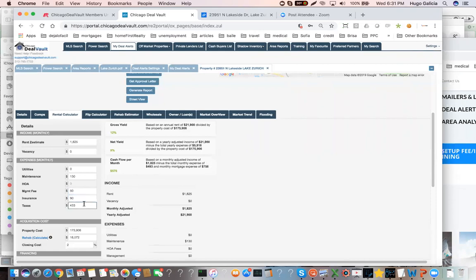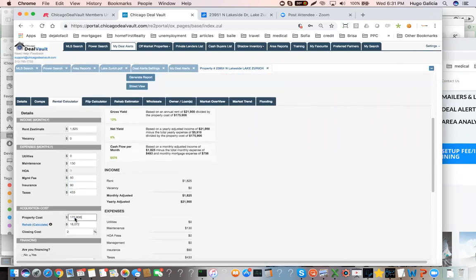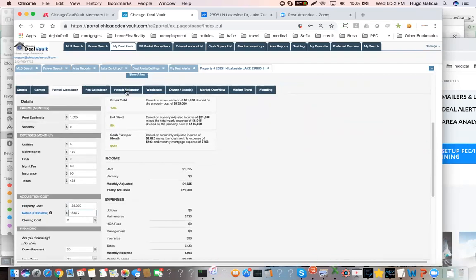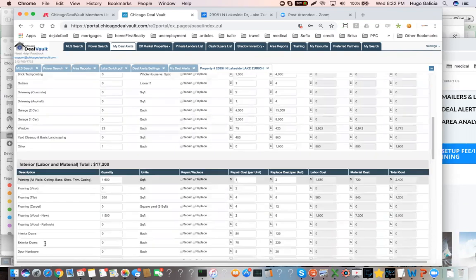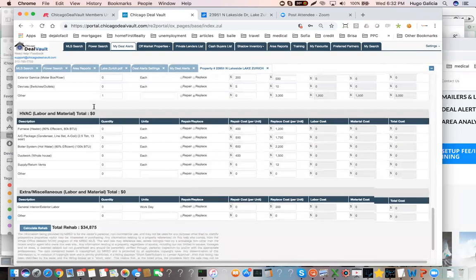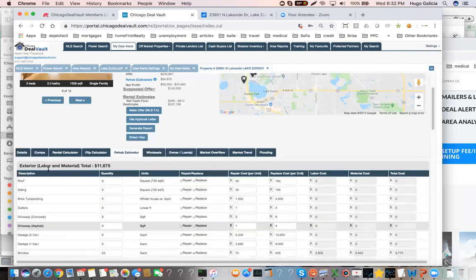Now the taxes, you don't need to touch. If we give you the taxes, you don't need to change. Now the acquisition cost, so it was 135. So we got it for 140, but then we got 5,000 credit. Okay, now the rehab, so it was actually 35, right? Let me just go back to make sure. Yeah, it was 34.8, so it was about 35. Let's just put in 35,000.